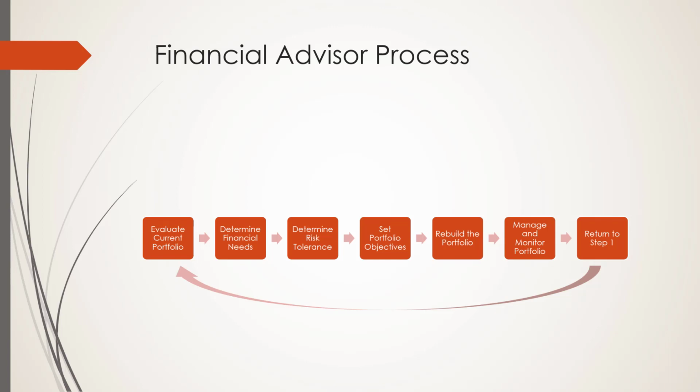again. So they evaluate the portfolio, try to determine if it's meeting the client's needs, see if those needs have been updated, has the risk tolerance changed. There's all kinds of things that occur in life that might change the financial needs and the risk tolerance, and the portfolio needs to be constantly updated so that it meets the current needs and the current risk tolerance. So this process is not one and done. It has to be continually cycled through.